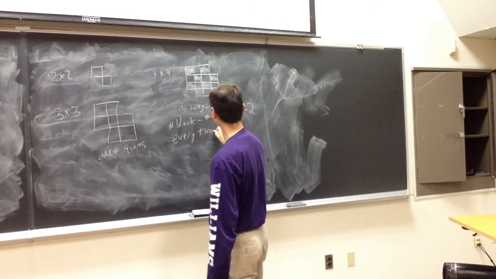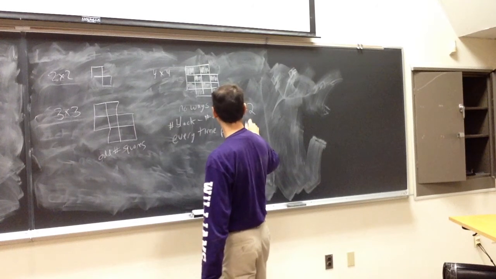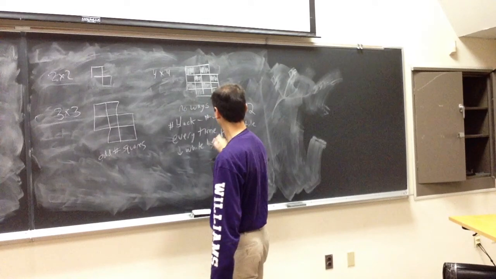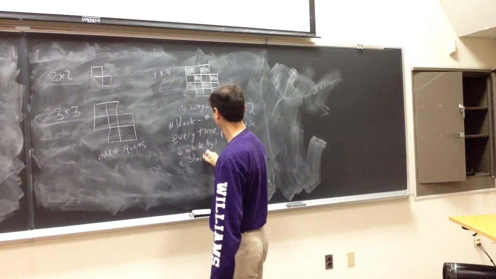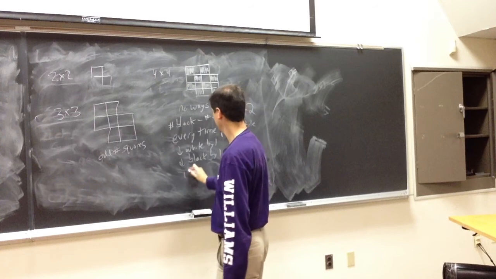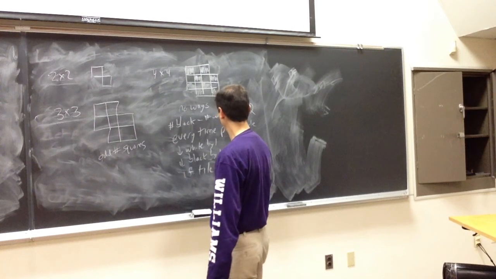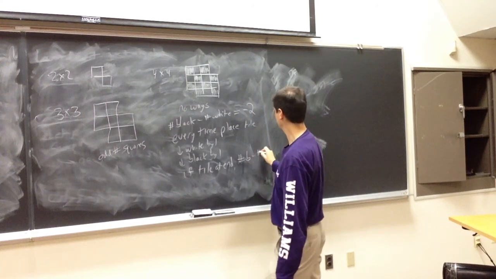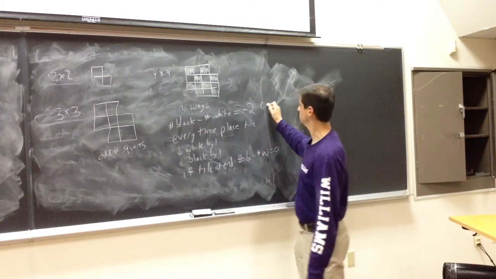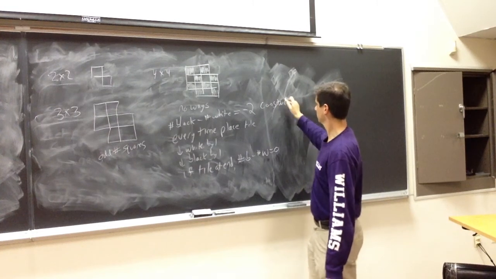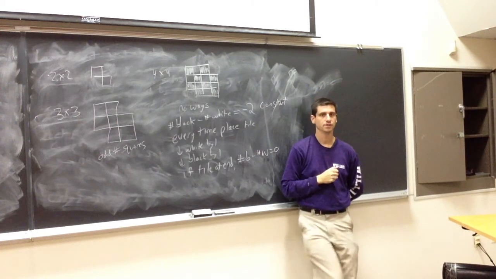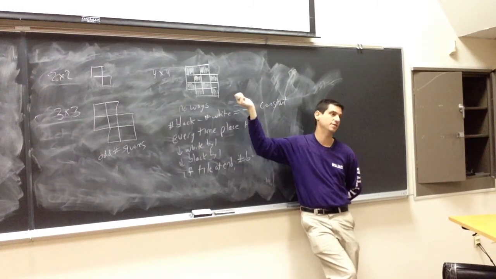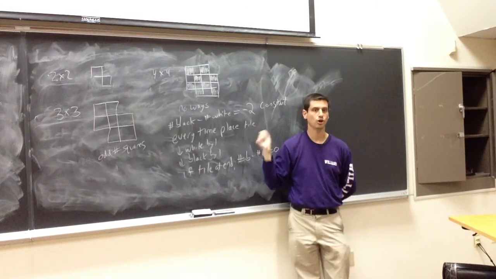Every time you place a tile, decrease white by 1, decrease black by 1. If you tile at the end, you would need the number of black minus the number of white to equal 0. But this is constant. And so this is the power of looking at the monovariant. Actually, in this case, it's an invariant. It doesn't change at all. It's always negative 2.